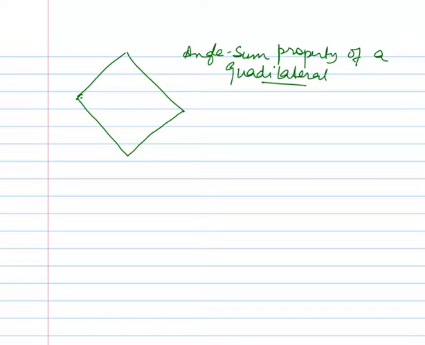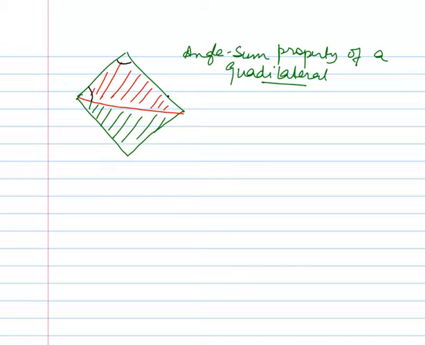Now let us make a diagonal, right? This is a diagonal. Now these two portions, these are the two triangles, right? These are the two triangles. Okay. Now see, this is one triangle in red area.